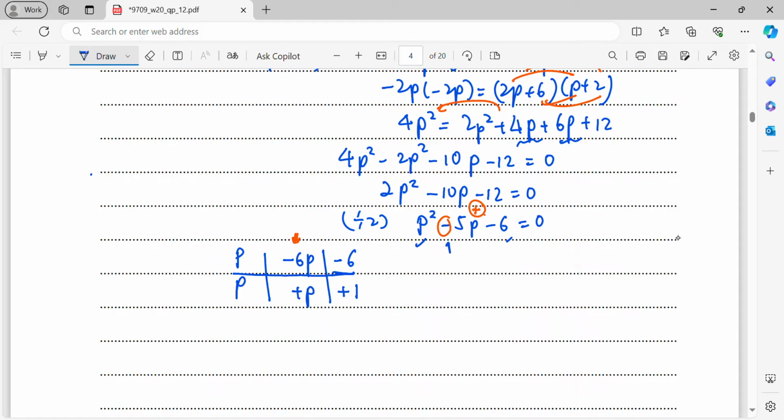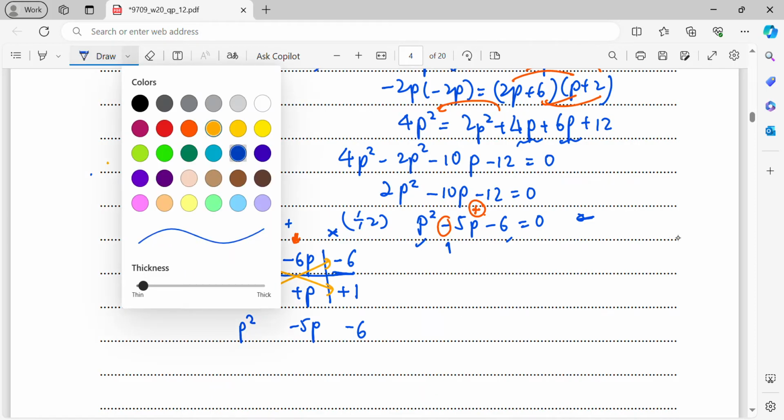So when you expand, for the first column you multiply, that is p squared. Last column you also multiply, that is minus 6. So the middle column you plus, right? Here you times, here is plus, this is times. So when we plus together, minus 6p plus p is minus 5p. So I'm getting back the same quadratic function. Okay, so now from here, your final answer basically is just cross multiplication. So this is the manual factorization.